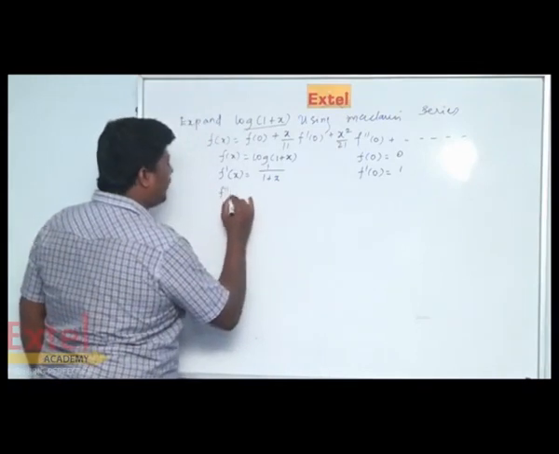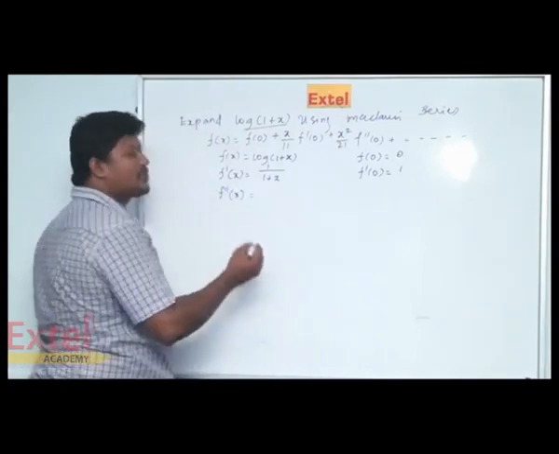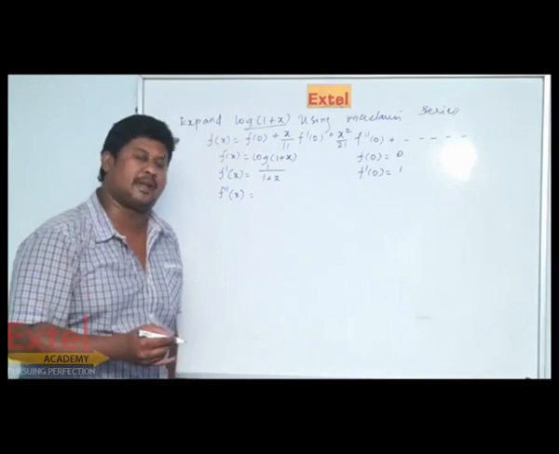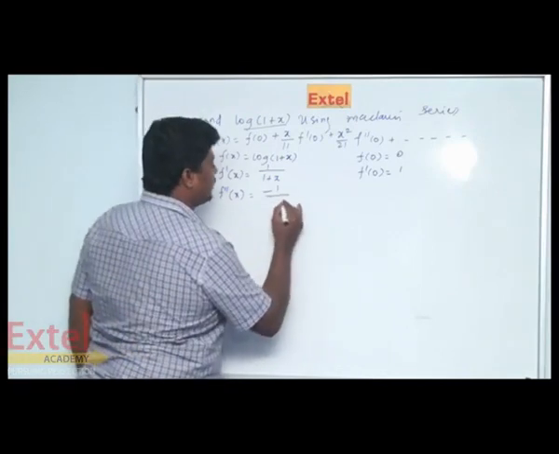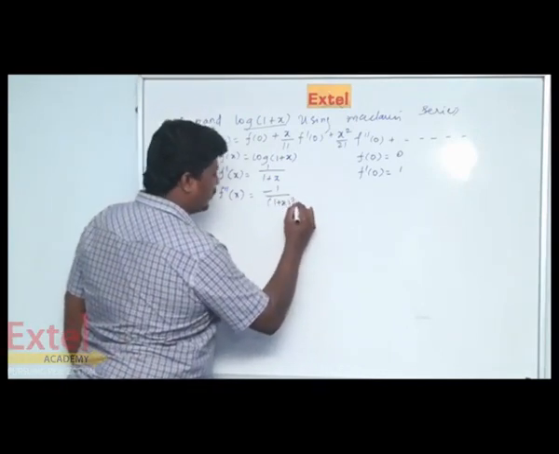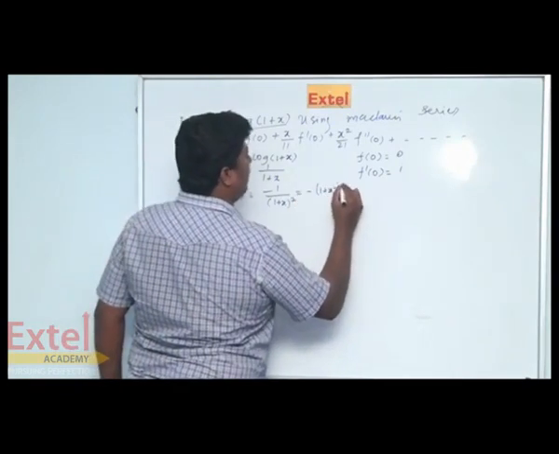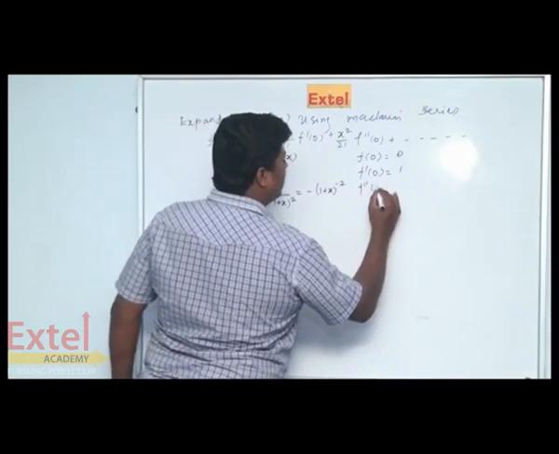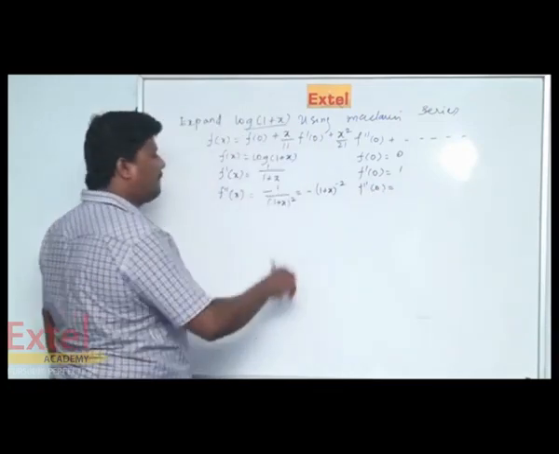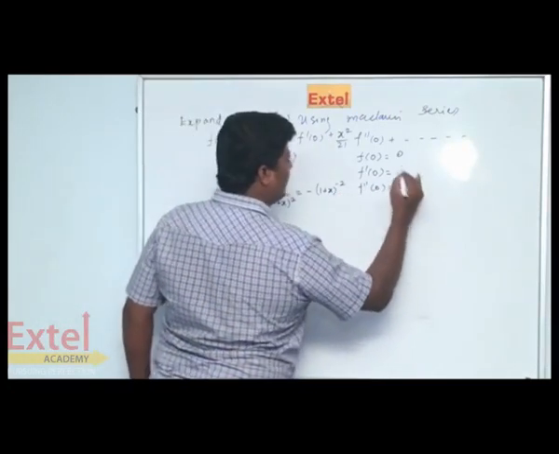Next one, f double dash of x. Differentiation of 1 by x is minus 1 by x square. Similarly, I can say minus 1 divided by 1 plus x the whole square. Otherwise, you can write this as minus of 1 plus x the whole power minus 2. f double dash of 0: if you put x equal to 0, we will get minus 1. Therefore, the answer is minus 1.